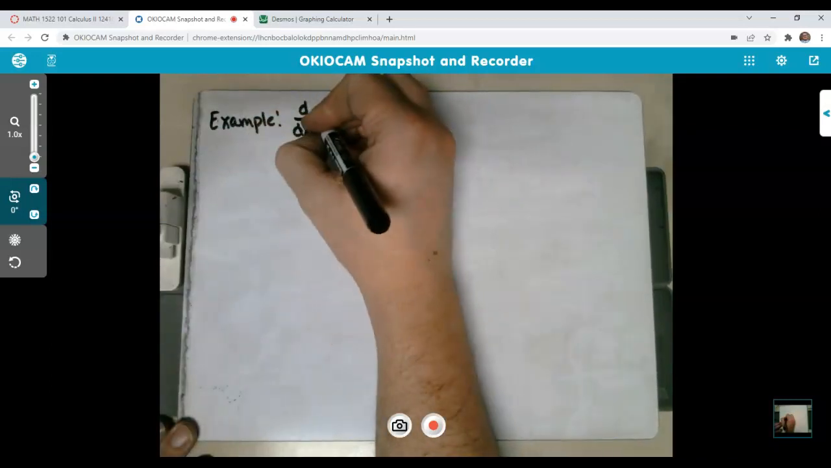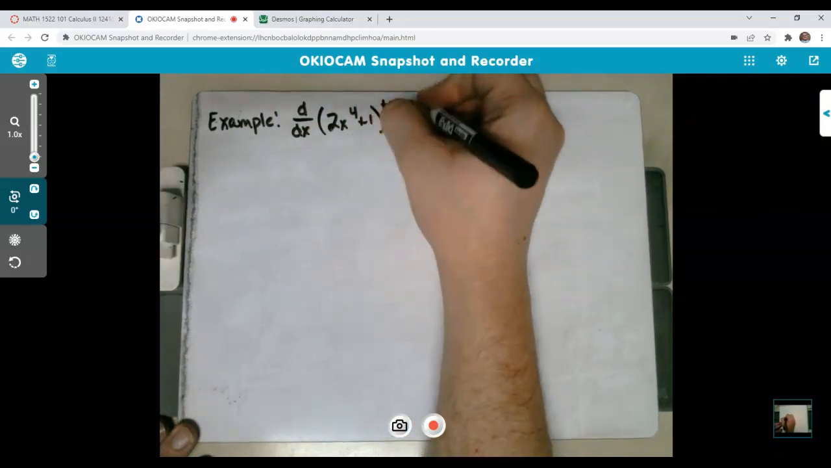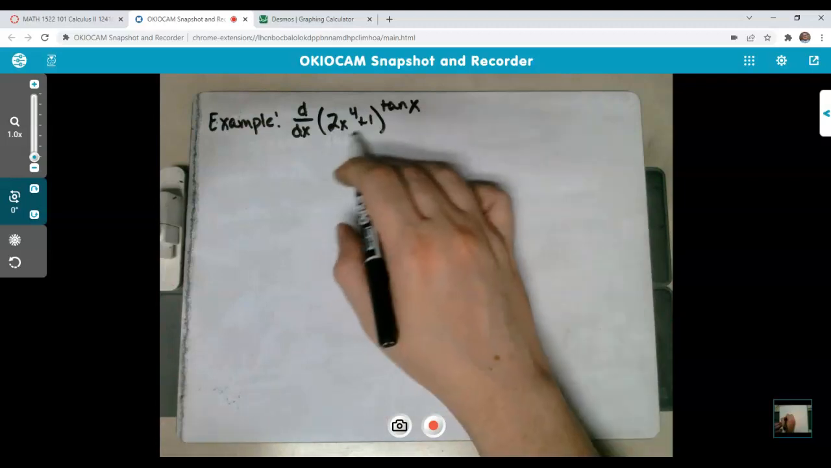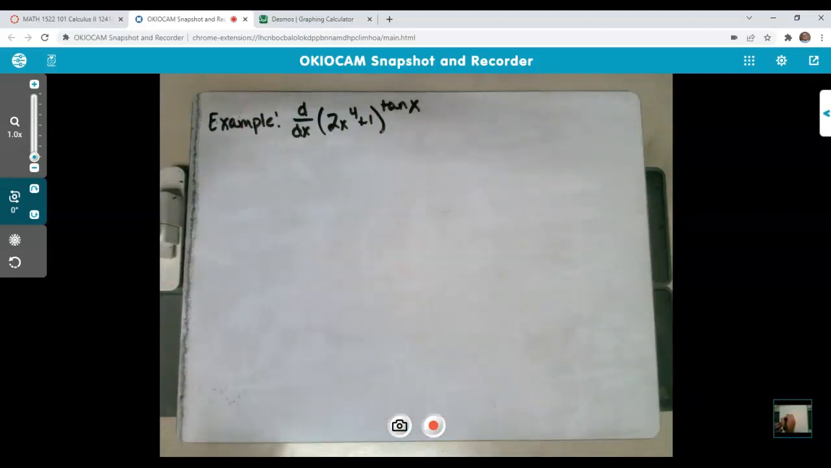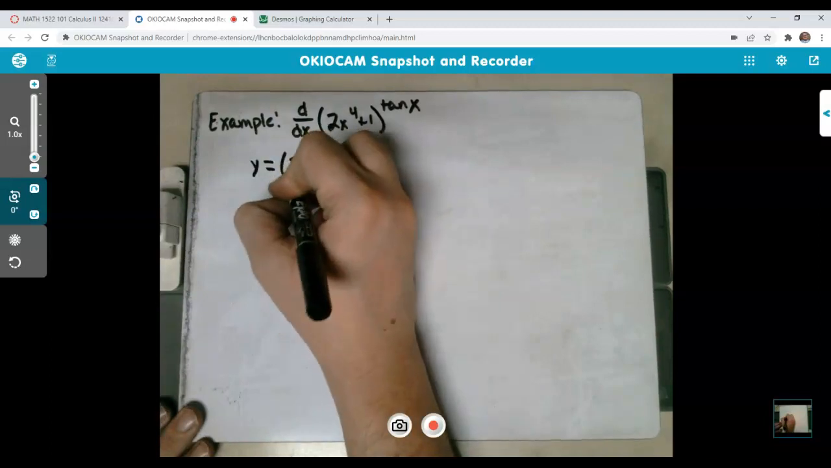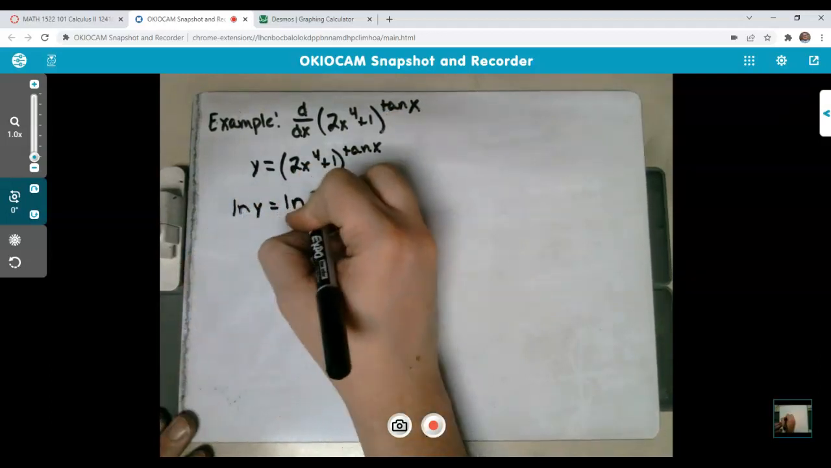The derivative of 2x to the 4th plus 1 to the power of tangent x. Again, here, just looking at this, it can't be done because I don't know for sure what the base or what the power is. So therefore, there's not a rule here I can do. So instead, let's rewrite it as y equals 2x to the 4th plus 1 to the power of tangent of x. And to hopefully bring my power down to the front to help me out, I'm going to take the natural log of both sides there.